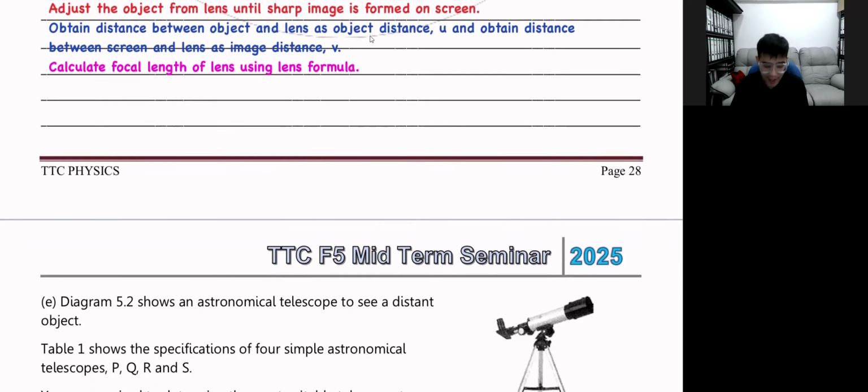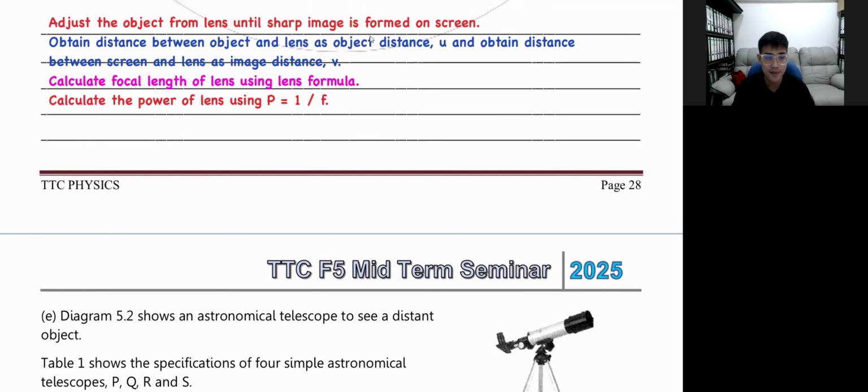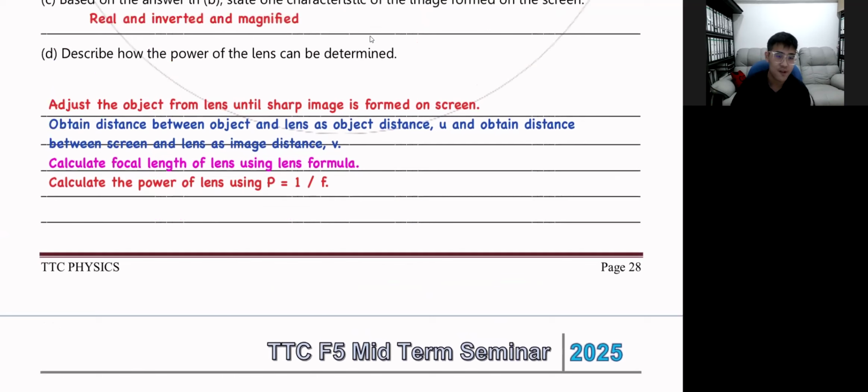And then lastly, after that, what do you do? After you calculate the focal length, you have to calculate again. So calculate the power of the lens. After you get the focal length, then you have to calculate the power. So calculate the power of the lens using the formula P equals 1 over f, then you'll be able to get the power of the lens. That's how the whole process is done.